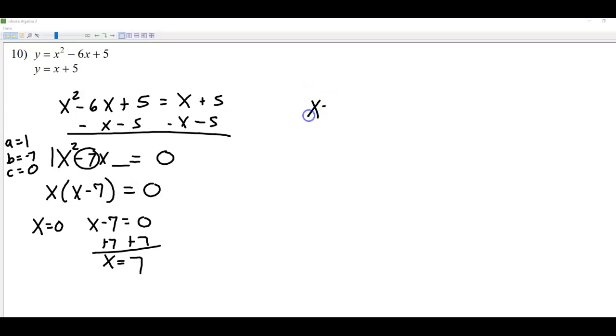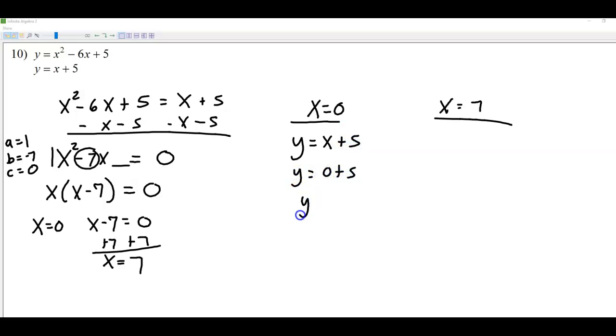All right, but last step. Now we're going to take those two x values that we got and plug them in to one of the equations. I like the second one. It looks easier. So if I were to plug in 0, I get 5. So x is 0 and y is 5. That's one of the places where they cross.